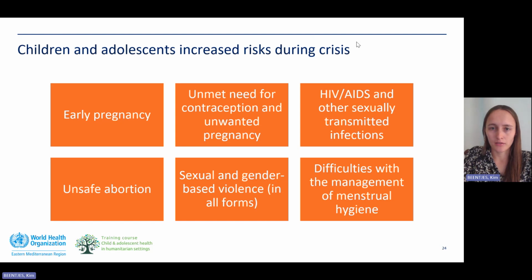Then there's heightened risks for children and adolescents during crisis for the following things. This includes early pregnancy. Children and adolescents often have unmet needs for contraception and unwanted pregnancies. There's higher risks for HIV/AIDS and other STIs. There's a higher risk for unsafe abortions. There's a higher risk for sexual and gender-based violence in all forms. And there's difficulties with the management of their menstrual hygiene.